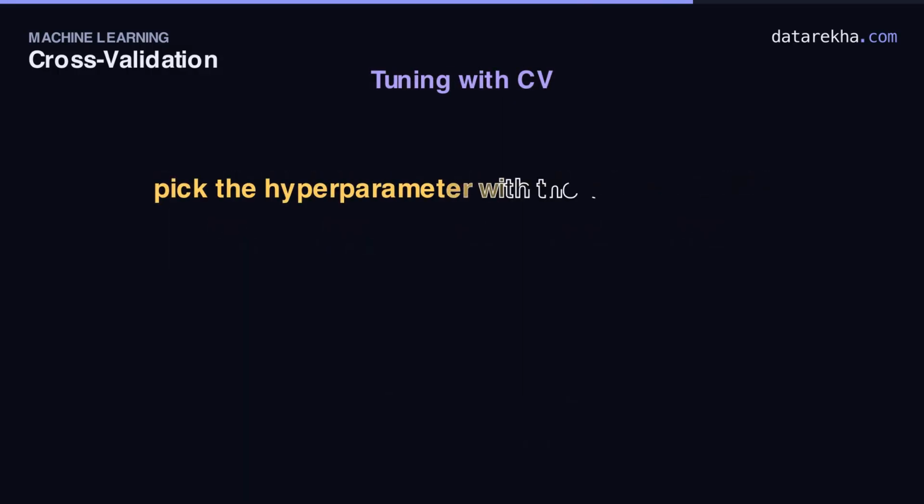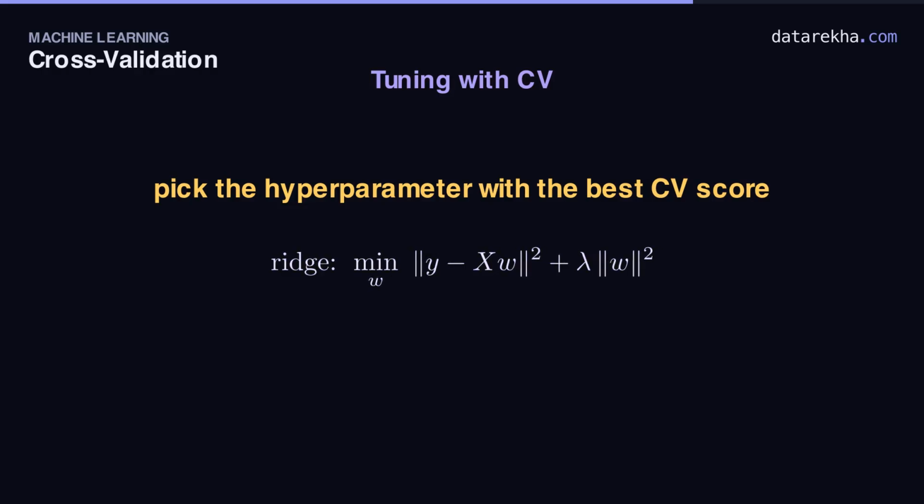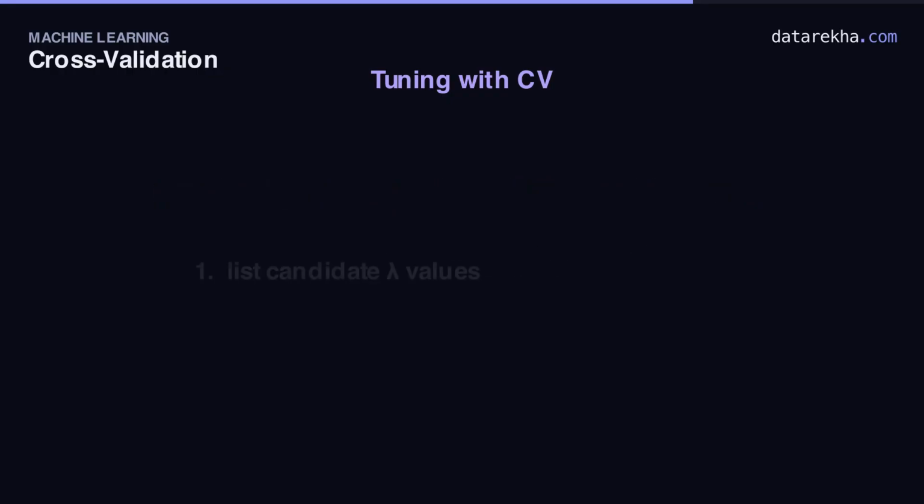Now the payoff, what we actually use cross-validation for, choosing hyperparameters. Think of ridge regression, where a knob called lambda controls how hard we regularize. Too little, and the model overfits. Too much, and it underfits. Which lambda is best? We don't guess. We let cross-validation decide. Here's the recipe.